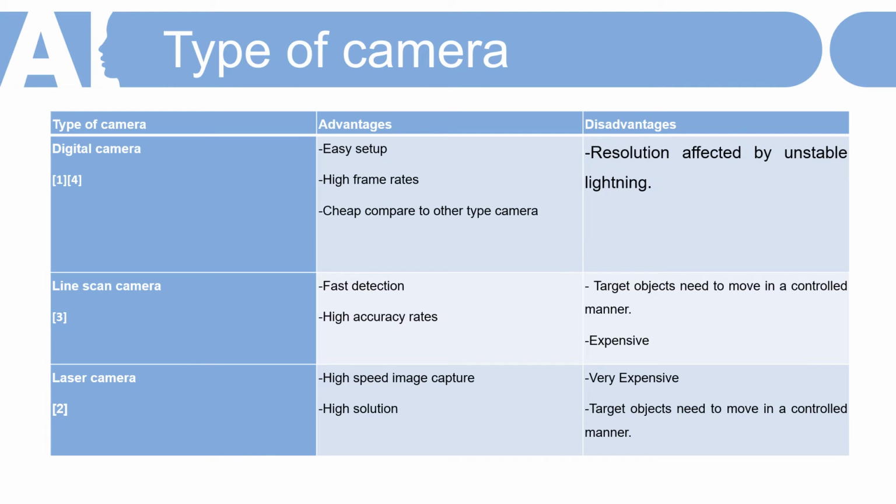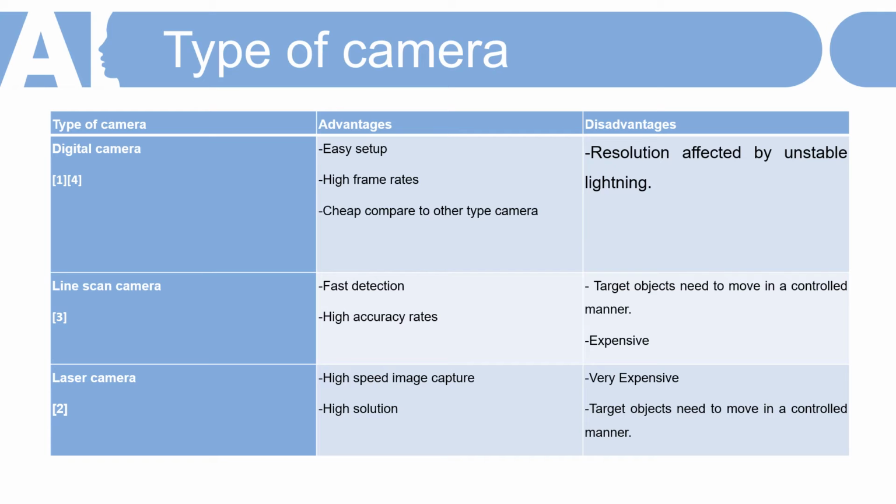Next is the comparison of the cameras. There are three types of cameras: digital cameras, light scan cameras, and laser scan cameras. The advantages of digital cameras are easy setup, high frame rates, and cheap compared to other type cameras. The disadvantage of this camera is resolution affected by unstable lightings. Next is light scan cameras. The advantages of this kind of camera are fast detection and high accuracy rates. The disadvantages are target object need to move in controlled manners, and it is expensive.